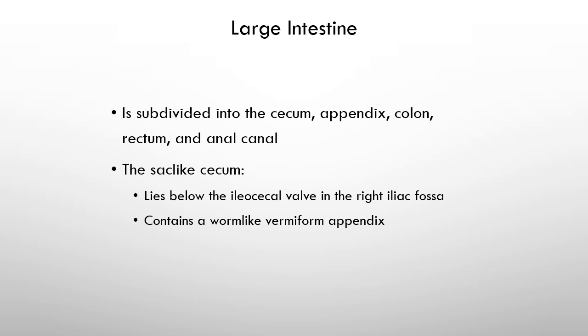The food from the small intestines enters into the cecum. Extending down off of the cecum, we have the appendix, or the vermiform appendix. And then we run through the three different portions of the colon, the ascending, the transverse, and the descending colon, and then the sigmoid colon, and that then gets us into the rectum, and then finally the anal canal for defecation.